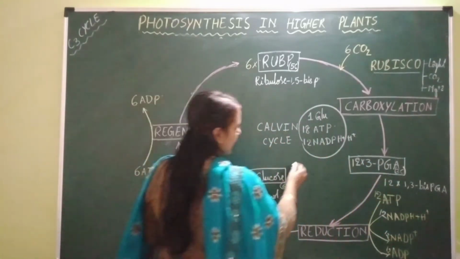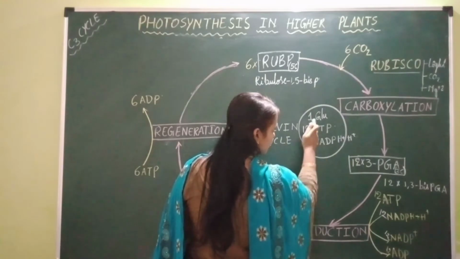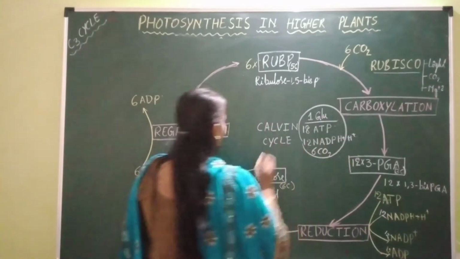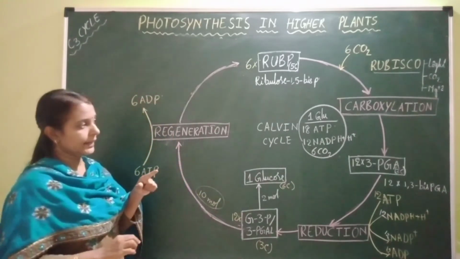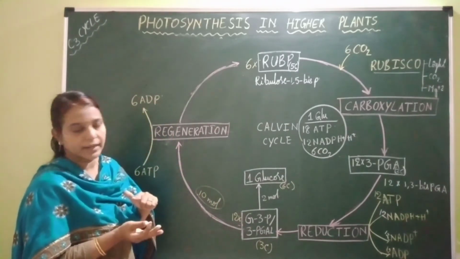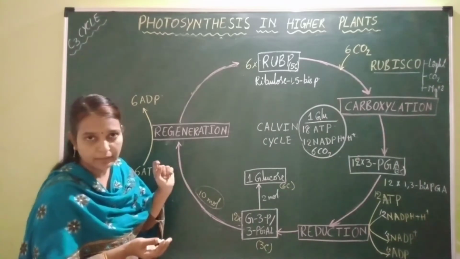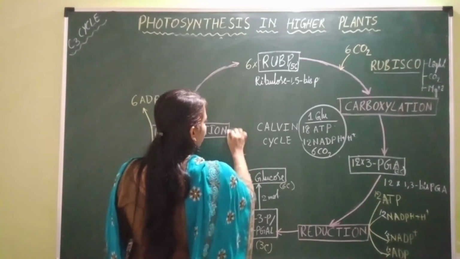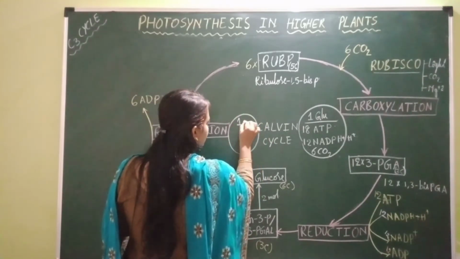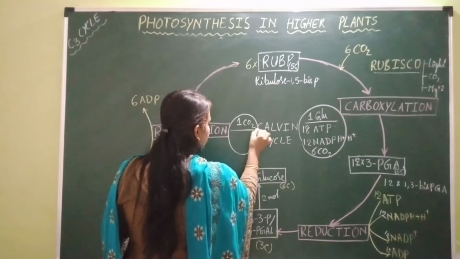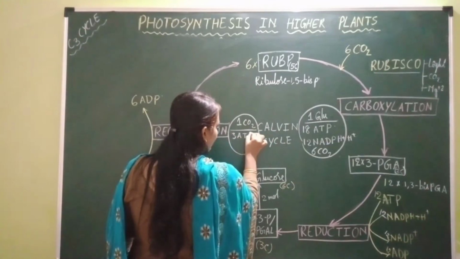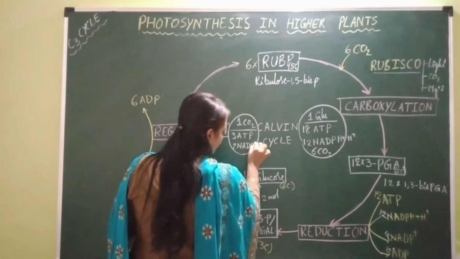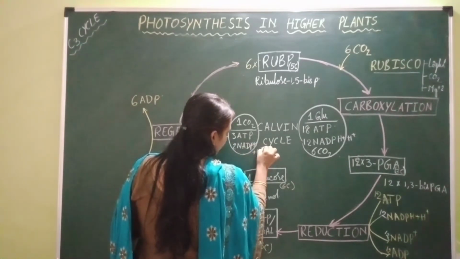Okay. So how many carbon dioxides are utilized for the formation of 1 molecule of glucose? 6 carbon dioxides are utilized. Okay. So for the fixation of 6 carbon dioxides, how many ATP? 18 ATP and 12 NADPH. So for the fixation of 1 molecule of carbon dioxide, how many ATPs and NADPH will be utilized? 3 ATPs and 2 NADPH are utilized. 2 NADPH plus H plus are utilized.